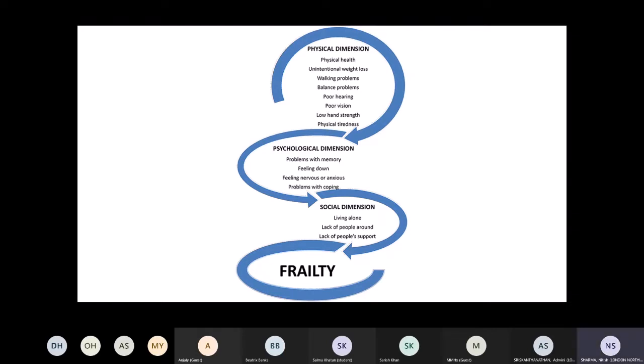Frailty is not just being physically unwell. It's a combination of physical, psychological, and social conditions. A patient who just has a physical or medical problem, we wouldn't necessarily consider frail, but a patient who has a problem along with living alone, or lack of support, or having delirium, would definitely become frail. It's all three dimensions: physical, psychological, and social.